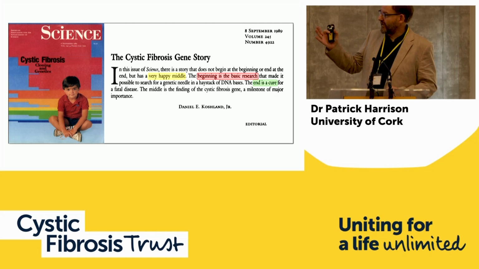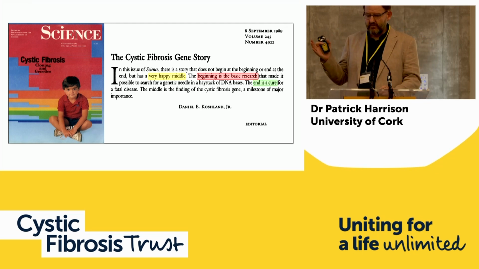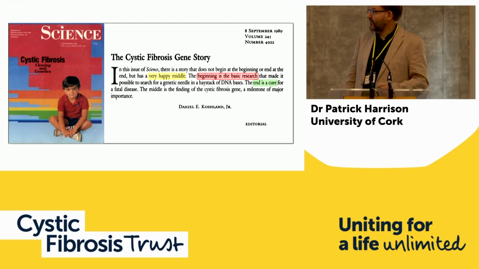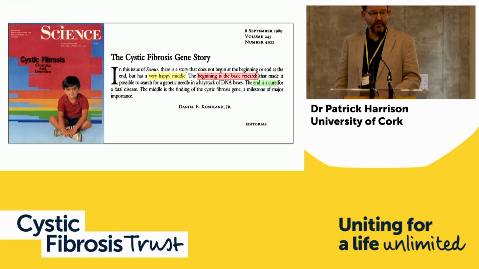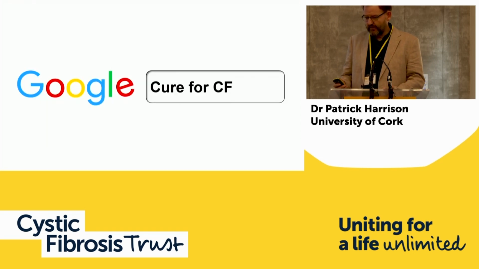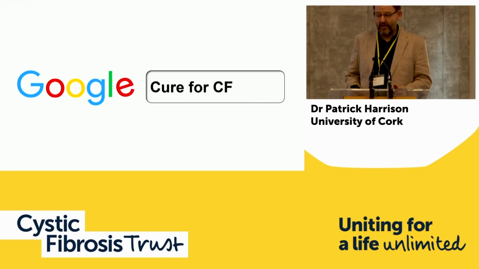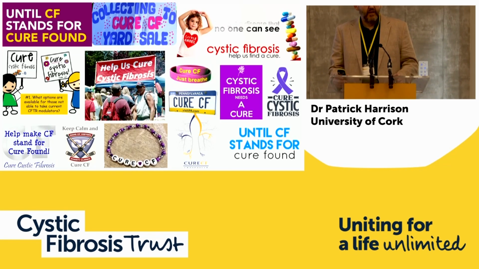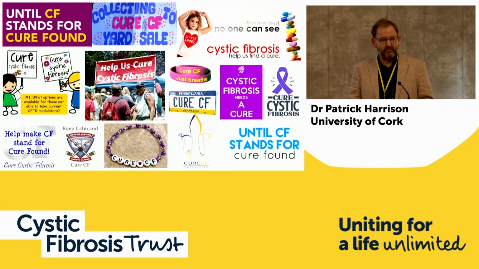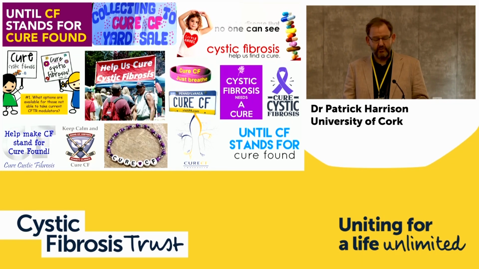We've seen this slide already today from Jane, I think it was. This is the editorial from that issue of Science when the CF gene was cloned in 1989. And Daniel Koshland, the editor at the time, described the gene cloning as the very happy middle of a story, which ends with a cure. So I Googled cure for CF, and apparently there's quite a lot of interest. But the question is, can we actually deliver this using gene editing or gene therapy?